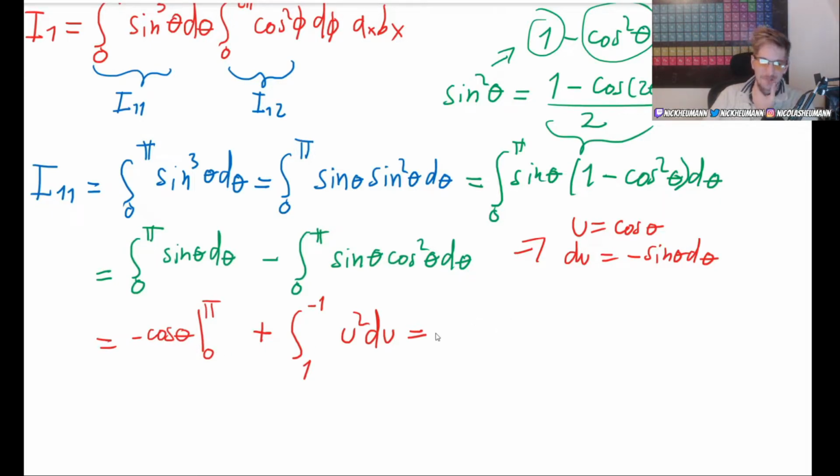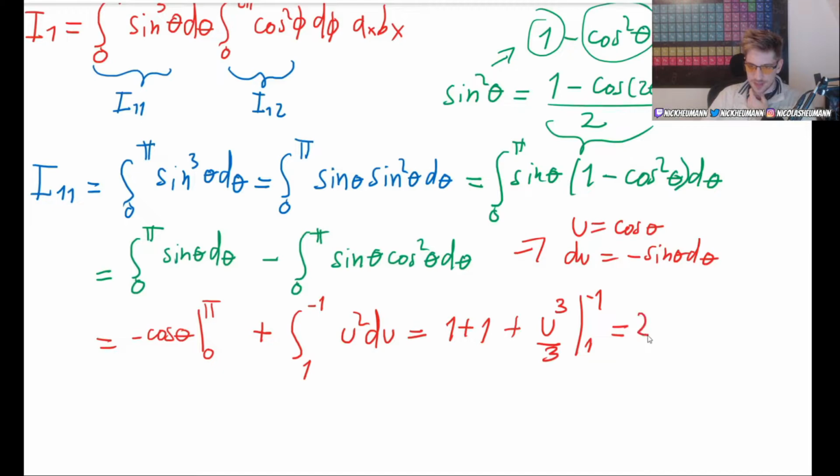So basically, we're going to get 1 plus 1, right? So minus minus 1, and then minus minus 1. There we go. I think I said it wrong the first time. So we get 2, basically. And then we have this other integral, which will be u cubed over 3, evaluated between 1 and minus 1.